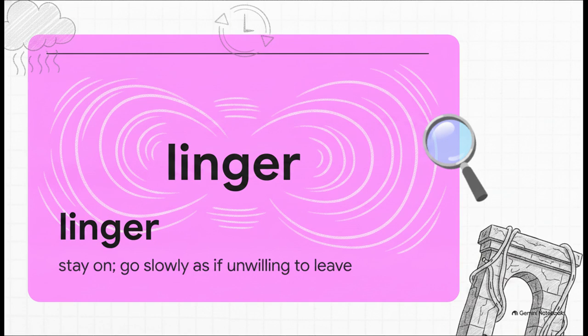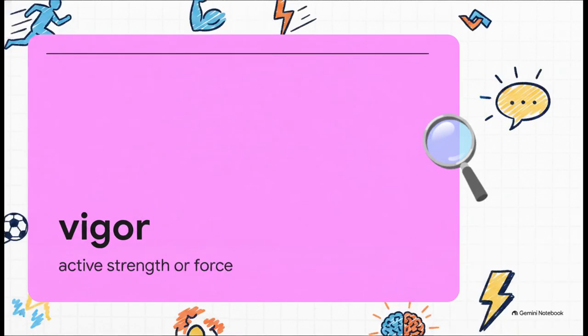What's really interesting here is the wide variety of things that can linger. A strong odor might not vanish, but instead linger on for weeks. Similarly, societal traditions can linger on long after they've actually lost their original meanings. To completely avoid perishing, one needs vigor, which is defined as active strength or force.